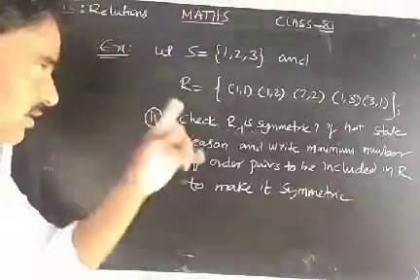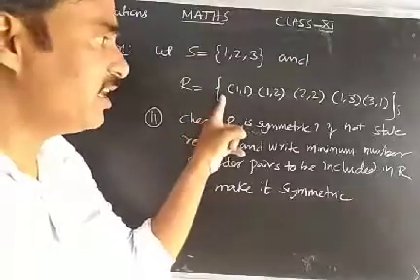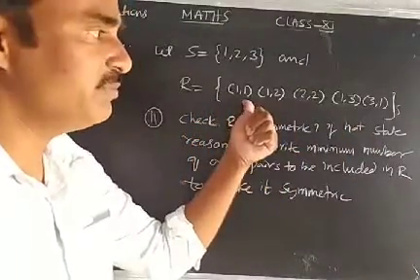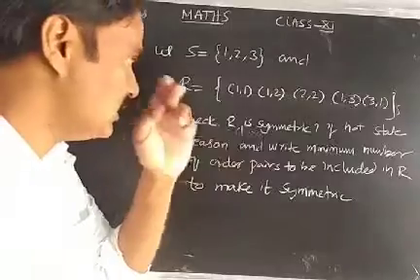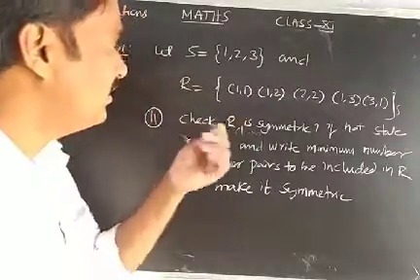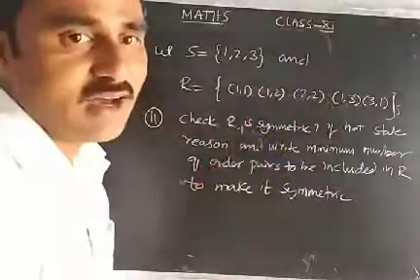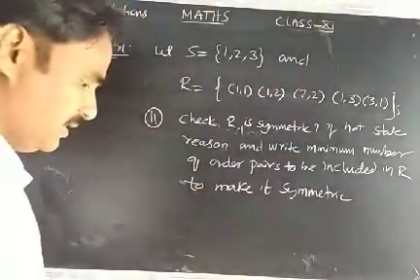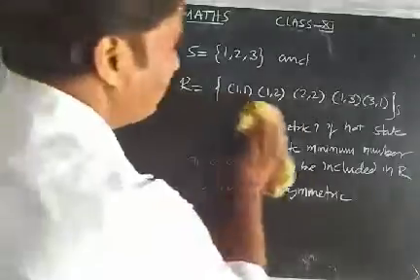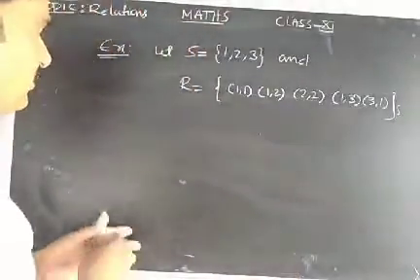Okay, this is the question. First, you should check whether R is symmetric or not. Then, if it is not symmetric, state the reason why it is not symmetric. And then, to make it symmetric, how many ordered pairs are needed? You have to write the number of ordered pairs. Okay, right. Now I am going to check this relation.